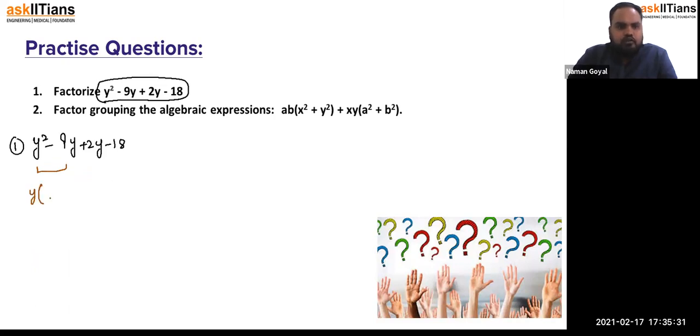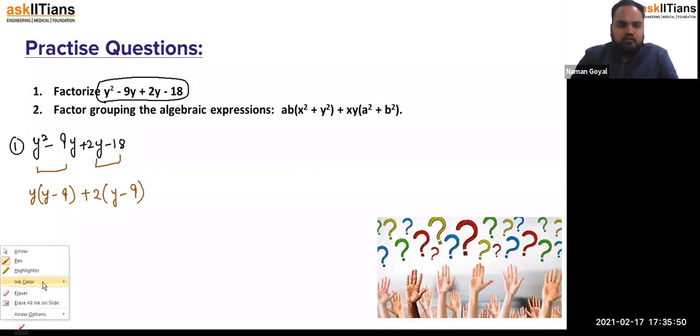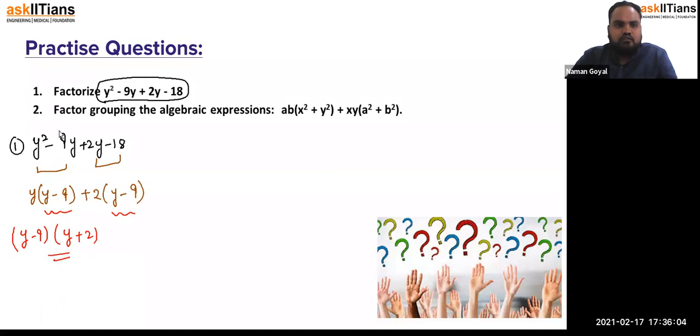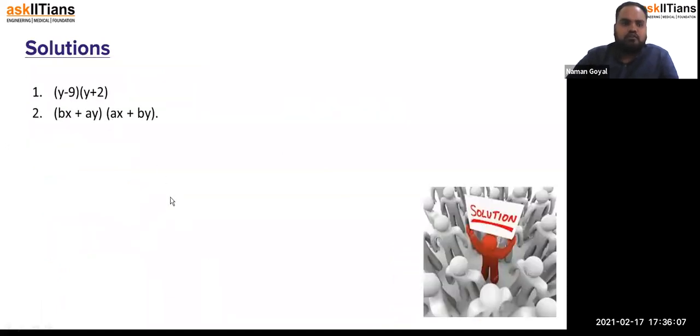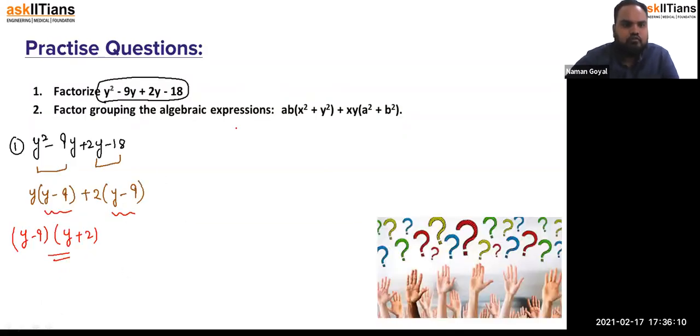If I take y common, this y square becomes what? Y, and this minus 9y becomes what? 9y only. Now see, 2 comes common from these two, so it becomes y minus 9. Now listen. Now what can we do? We can take y minus 9 common from these two, and if I take y minus 9 common from these two, then what will we get? Y plus 2. Okay, so if you see the answer, we got the same answer. Got it? Okay, no problem.